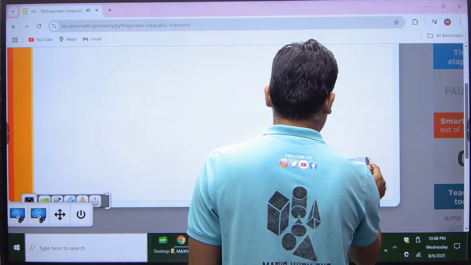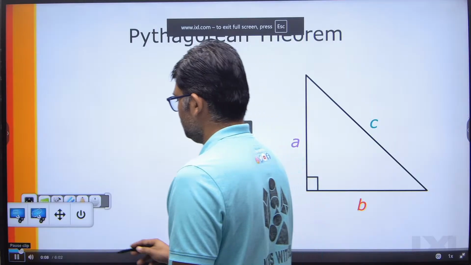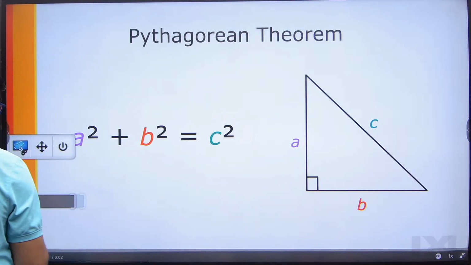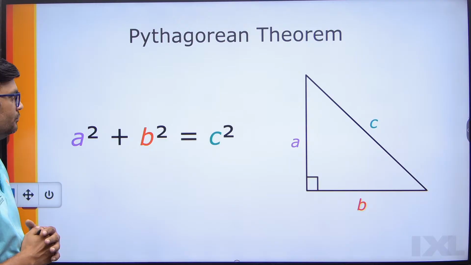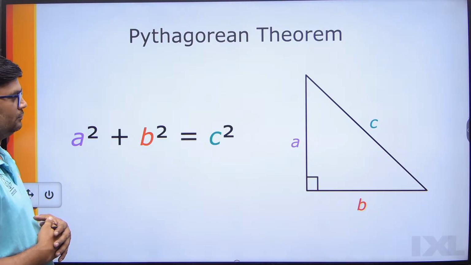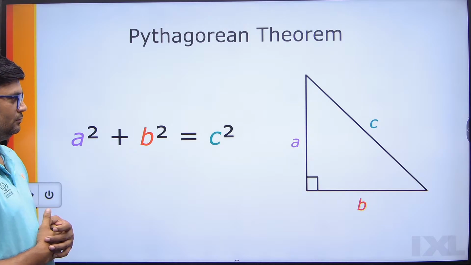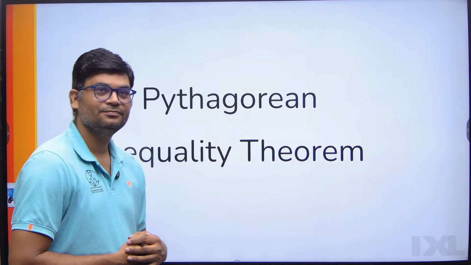You already know the Pythagorean theorem, which tells us that in a right triangle, the sum of the squares of the legs is equal to the square of the hypotenuse. But did you know there is a Pythagorean inequality theorem that we can use to tell us if a triangle is right, acute, or obtuse? That's what we'll be learning about today.